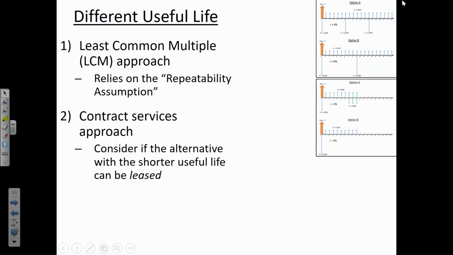Yeah, like on an exam, if you were wanting us to do the contract services approach, give us how much it costs to rent it, or do we have to make that assumption? You wouldn't have to make that assumption. No, I'd tell you the equipment lease rate.